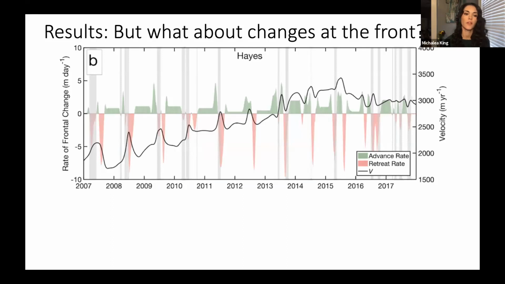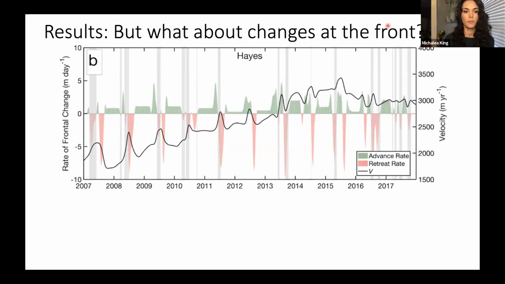And so one thing that I'm looking at right now is how often do these patterns of acceleration coincide with periods of retreat? So basically looking at how often is retreat also something we have to think about. How often is retreat also occurring during these periods of acceleration?